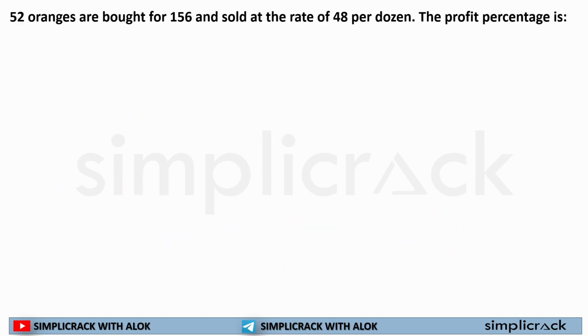Sir, here it has written 52, and this is an interesting question. See, sir, 52 oranges are bought for 156. That means 52 oranges cost price is 156. So one orange cost price is what? 156 by 52. If 10 chocolates are 50 rupees, one chocolate is equal to what? 50 rupees divided by 10, that is 5.